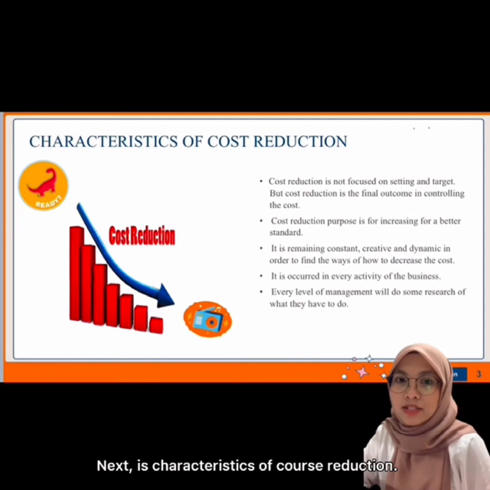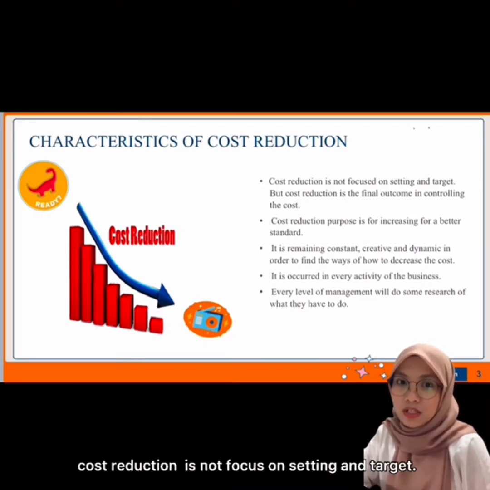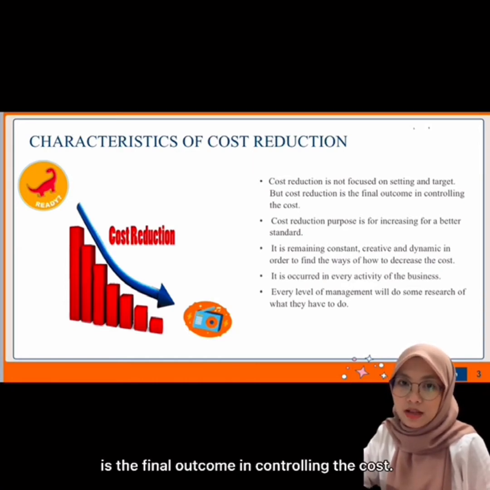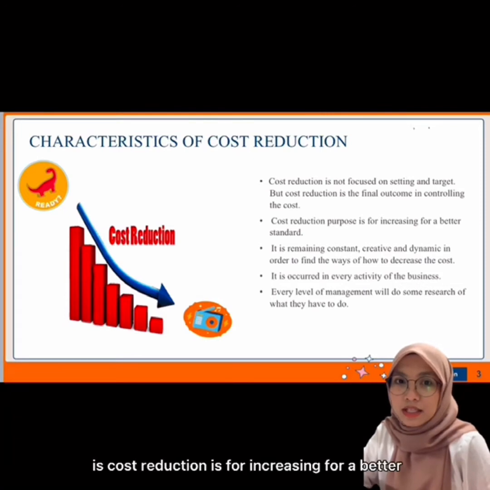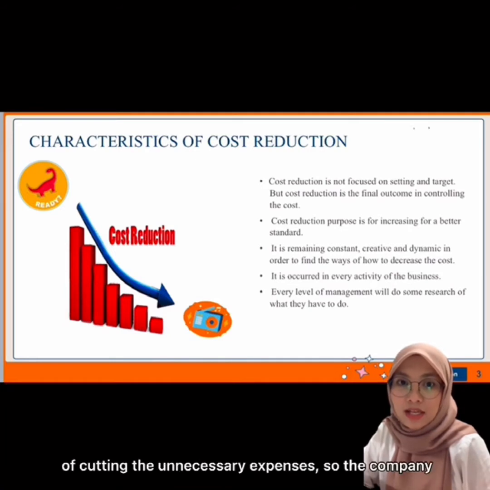Next is the characteristics of cost reduction. First, cost reduction is not focused on setting a target, but cost reduction is the final outcome in controlling the cost. It is because cost reduction is a present and future cost. Second, cost reduction is for increasing a better standard, since cost reduction is the process of cutting the unnecessary expenses so the company can save the budget to improve the quality of the product.